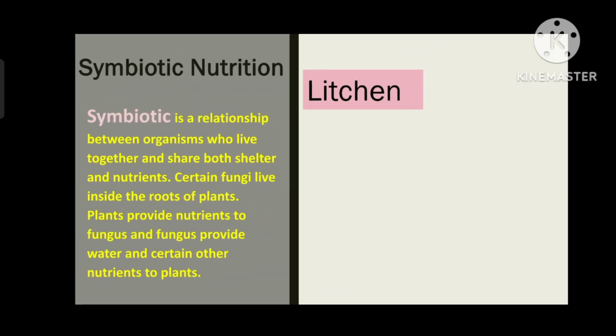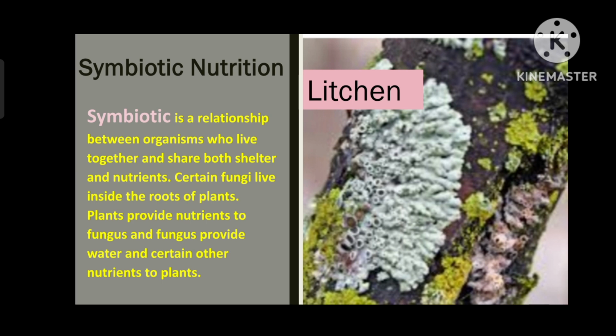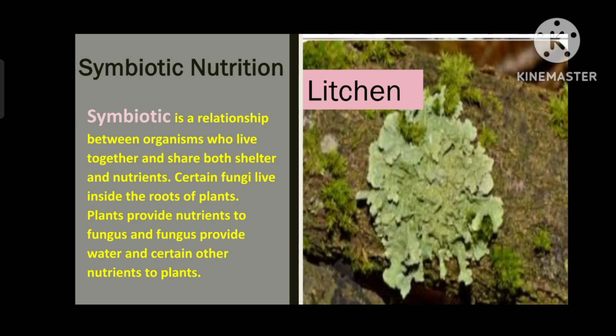Symbiotic nutrition. Symbiosis is a relationship between organisms who live together and share both shelter and nutrients. Certain fungi live inside the roots of plants. Plants provide nutrients to the fungus and the fungus provides water and certain other nutrients to the plants. In lichens, we find symbiotic nutrition.